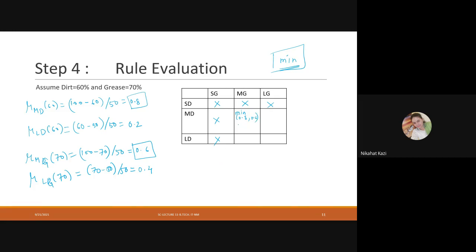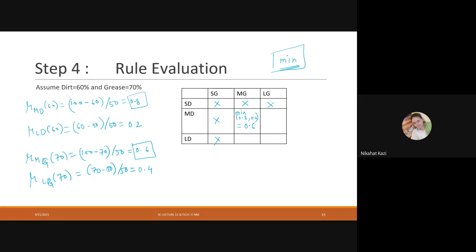And what is that? 0.6. So that value I write it here. I just write the min of these two values here. Again, same logic I have to use. Because I'm using AND as the connective, I'll be using the min operation. If OR is the connective, then I use the max operation. When we solve that kind of a problem, we'll look at that example as well. So min, I'm using everywhere.